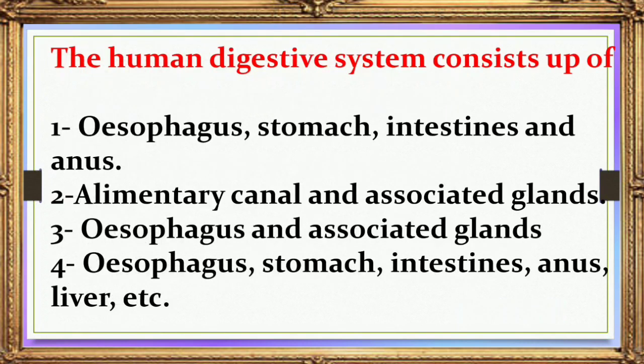The human digestive system consists of first, esophagus, stomach, intestine and anus. Second, alimentary canal and associated glands. Third, esophagus and associated glands. Fourth, esophagus, stomach, intestine, anus, liver, etc. The answer is second, alimentary canal and associated glands.